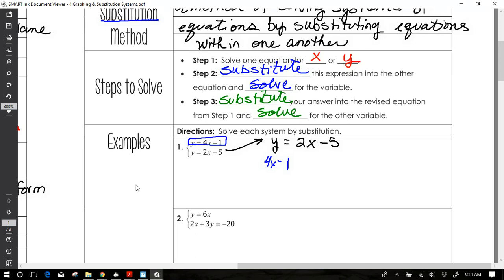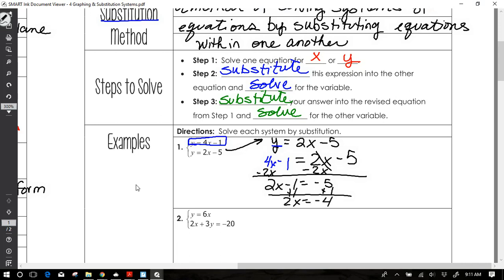Okay. Y also equals 4x minus 1. And then I'm going to bring down the 2x minus 5. So what I've done is I've replaced this y with the 4x minus 1. And now I can go ahead and solve this for x, just like a normal equation. So subtract 2x from both sides. I have 2x minus 1 equals negative 5. Add the 1. 2x equals negative 4. And if I do that division, I get x equals negative 2. So I now know x equals negative 2.